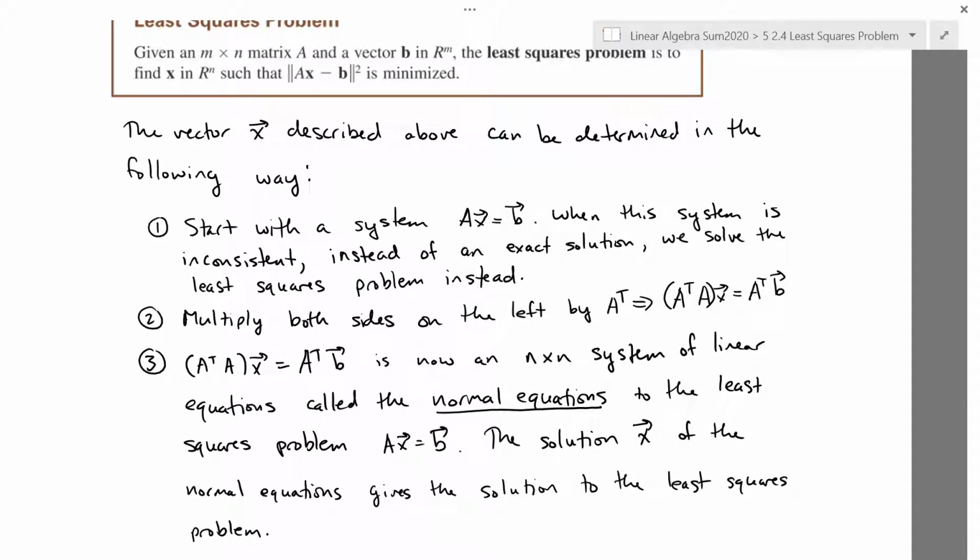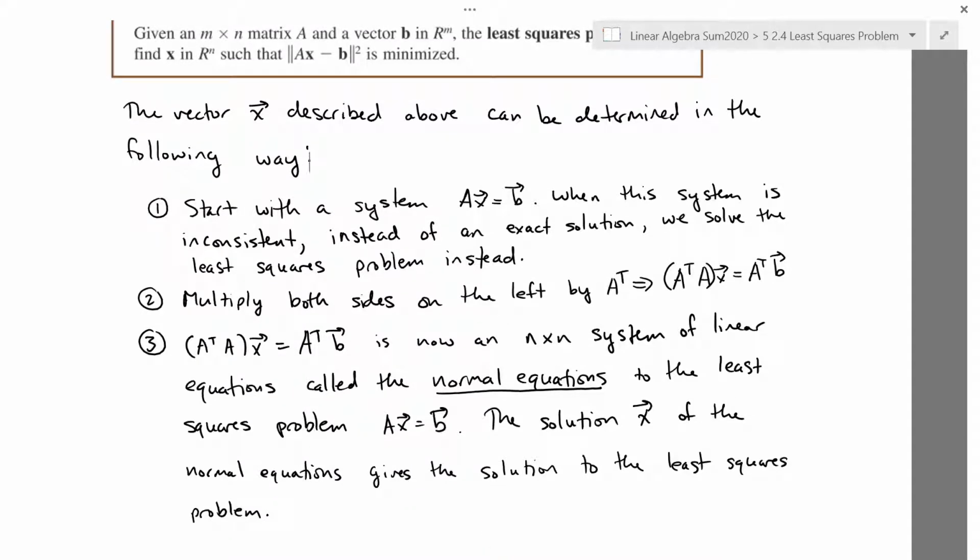So this procedure is fairly straightforward, right? So starting with any system Ax equals b, you set up this new system by just multiplying both sides on the left by A transpose, and then this new system we just solve for x. So one thing to note is that we multiply on the left by A transpose because Ax equals b is inconsistent, but even in the situation where Ax equals b has a solution, the normal equation will give you the same solution.